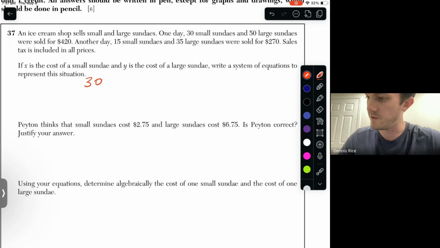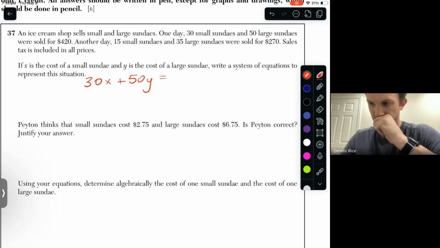30 small. Always use the letters they give you. I think some people used L and D on the mock because it was latte and donut. They're telling you to use X and Y. It doesn't take off for that, but then it just gets confusing for someone grading it. Also, you may be more likely to make a mistake.